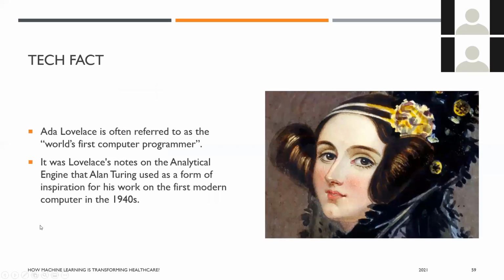So let's begin with the tech fact about Ada Lovelace. I think we all are aware of Alan Turing's first modern computer, which was built in the 1940s. And that was basically inspired by Lovelace's notes on the analytical engine. So that is why she's considered the first computer programmer.